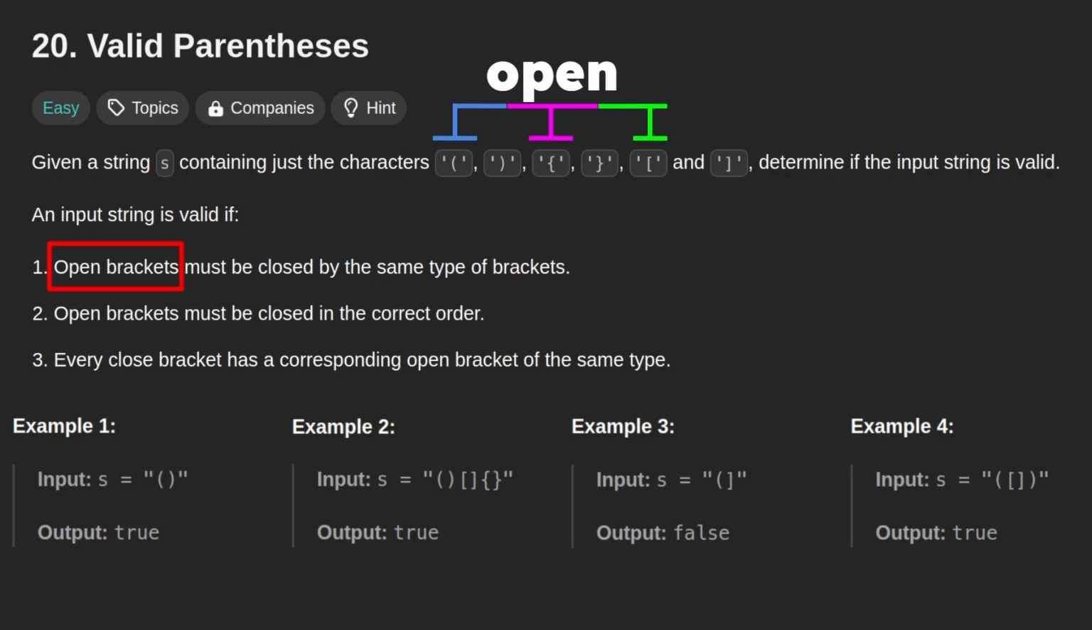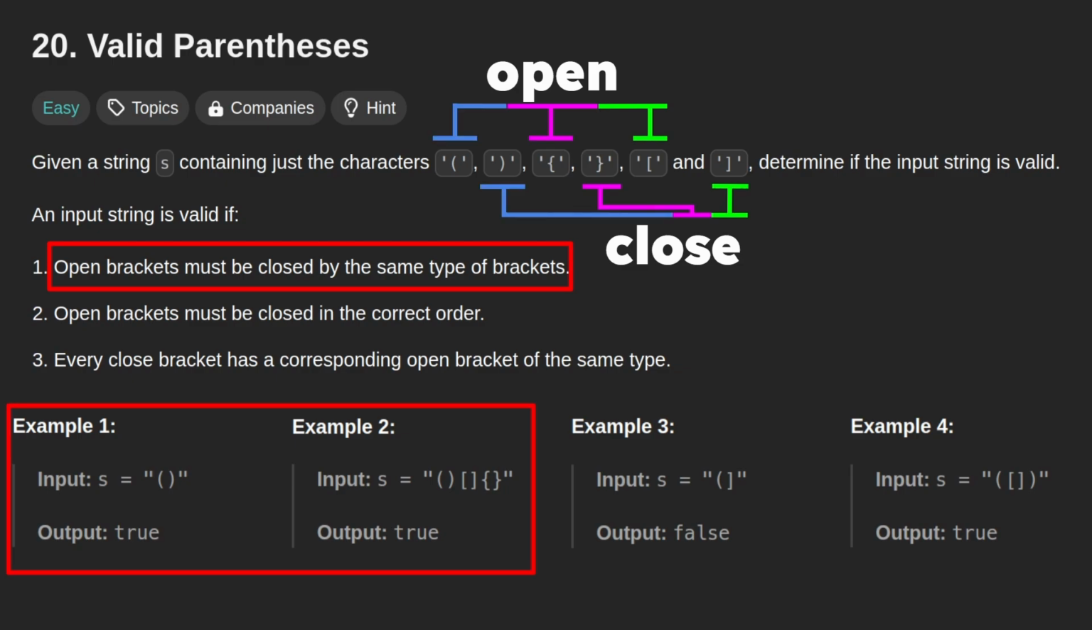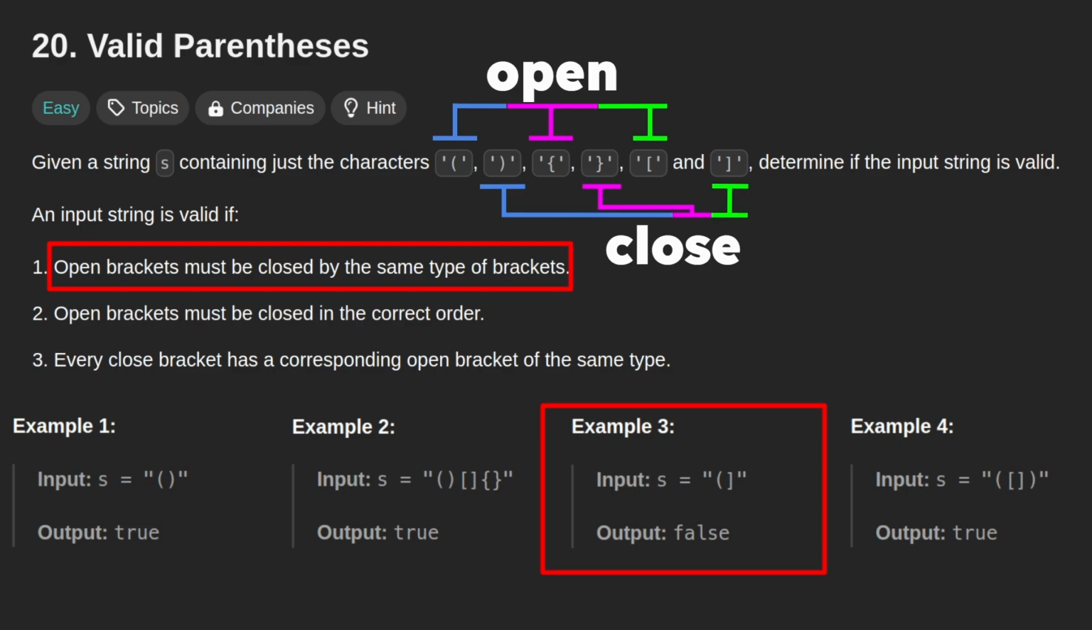Number one. Open brackets must be closed by the same type of brackets. So an open parenthesis must be closed by a closed parenthesis, an open brace by a closed brace, and an open bracket by a closed bracket. This is what we can see in examples 1 and 2. In example number 3, we have a mismatch. An open parenthesis meets a closed square bracket. So the string is invalid.